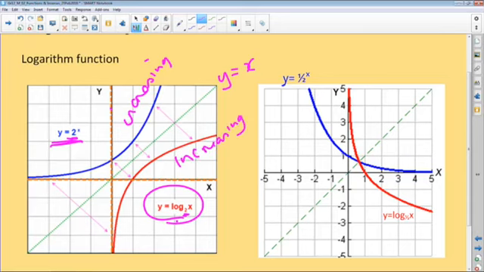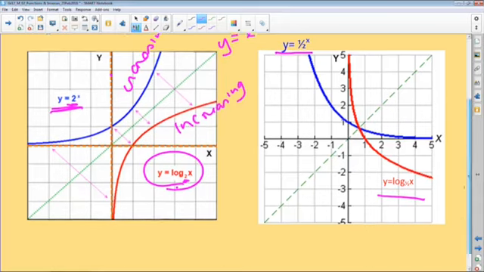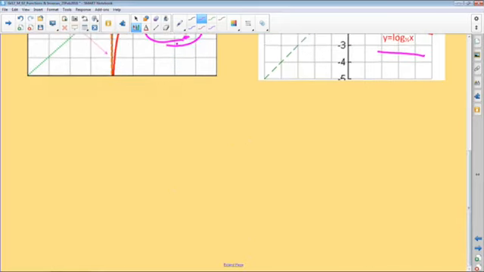Then you see on the other side you have a decreasing exponential function. y is equal to a half to the x, and that graph is decreasing. And then the inverse of that is y is equal to log x base a half, and that would be your decreasing log function. All right, how did we get these values for the log graphs? How do we know what their equations are?